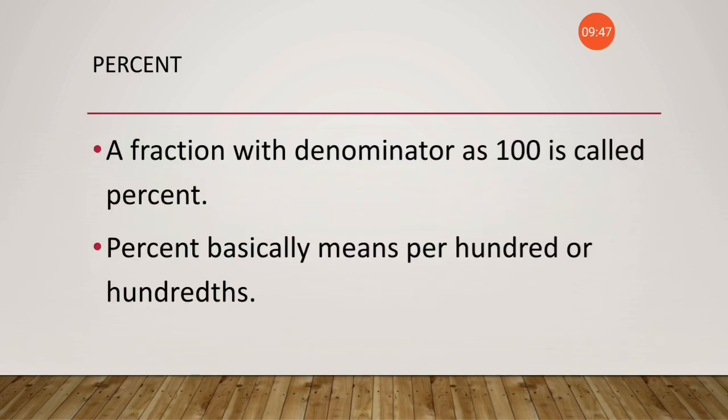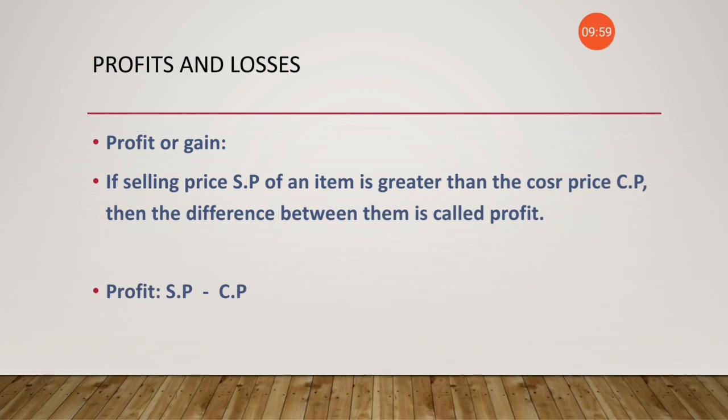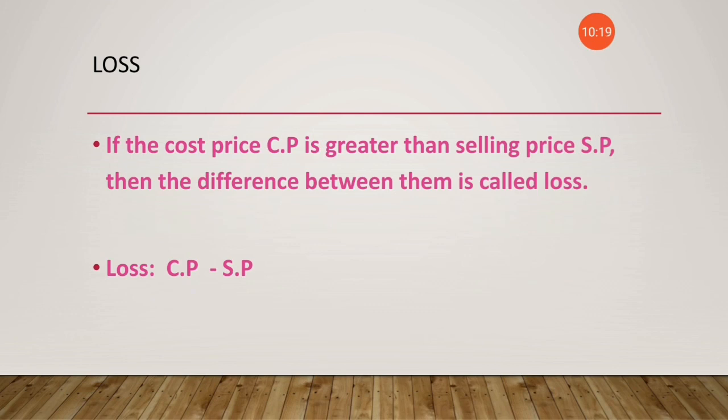Once again, we will go through percentage: a fraction with denominator 100, and percentage basically means per 100 or hundreds. Profit or loss: profit means gain. So the profit formula will also be in a different way. Profit is equal to SP minus CP. If I want CP, a particular formula will apply. If I want SP, a particular formula will apply. Loss is CP minus SP, the same thing. If I want SP, a formula will apply. If I want CP, a formula will apply.